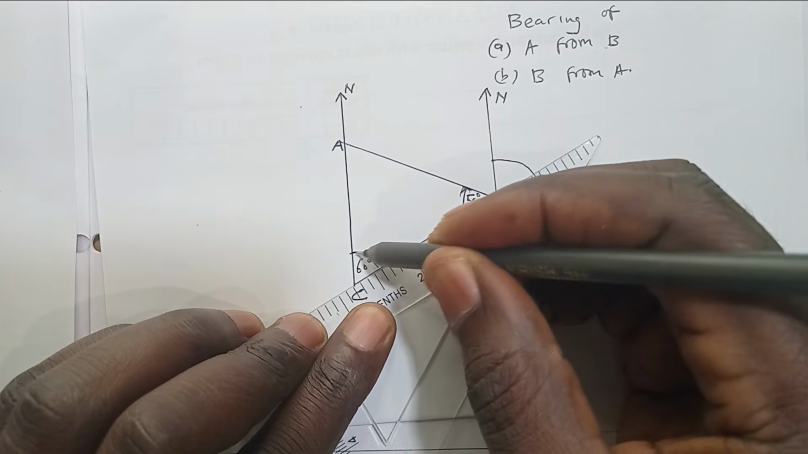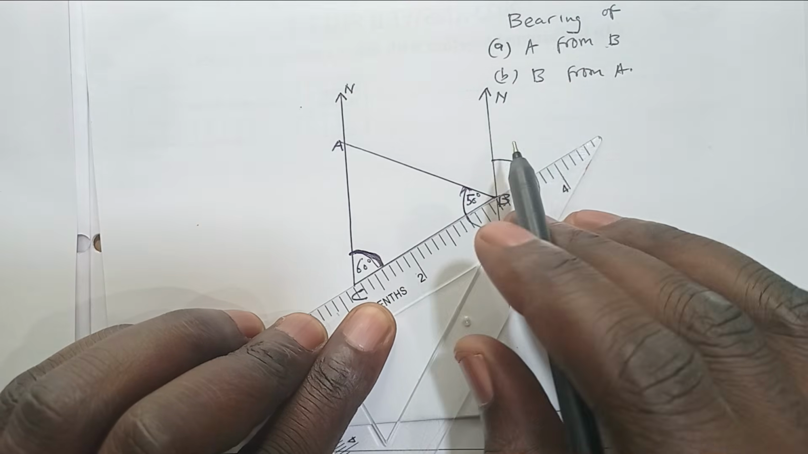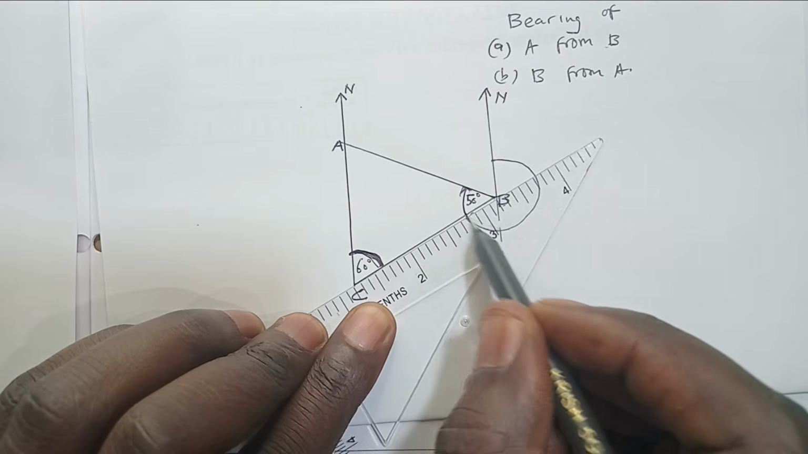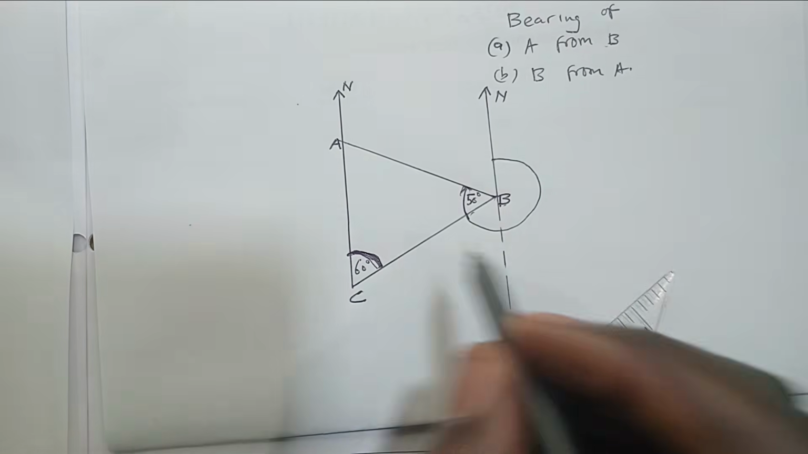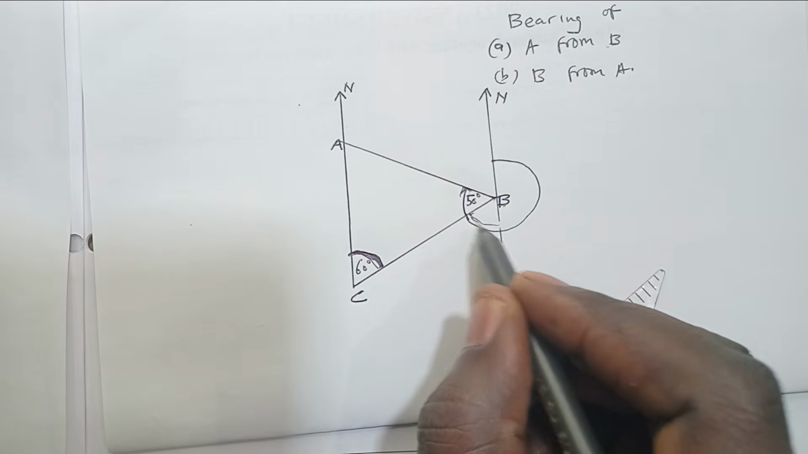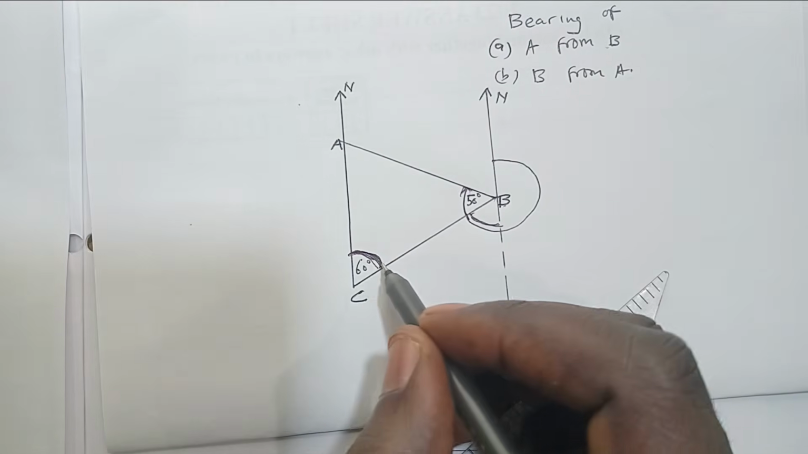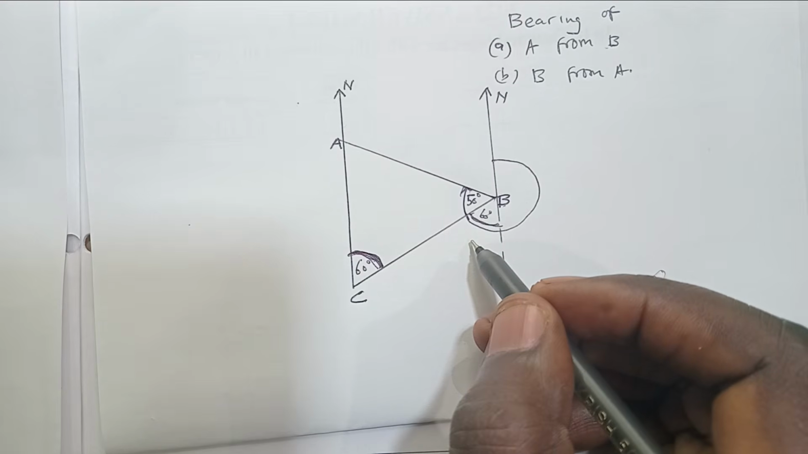So this angle at this point is going to be equal to the angle at this point inside of the diagram that we've drawn here. So we're saying this angle here is going to be equal to the one that we have here. Meaning if we have 60 degrees here, this also is going to be 60 degrees, okay?